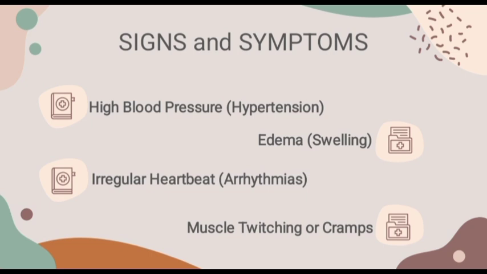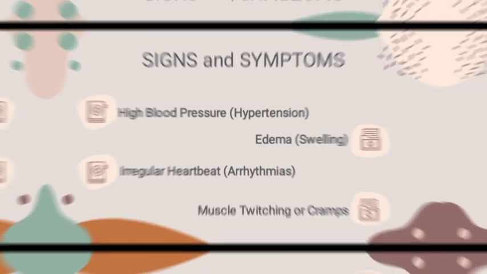Then yung irregular heartbeat or yung arrhythmias is pag yung electrolyte imbalances, especially pag combine siya with other issues like low potassium na pwedeng makadisturb sa heart rhythm ng tao. Then the muscle twitching or cramps na the changes in electrolyte levels can interfere doon sa normal muscle function ng patient resulting sa spasms or cramping.